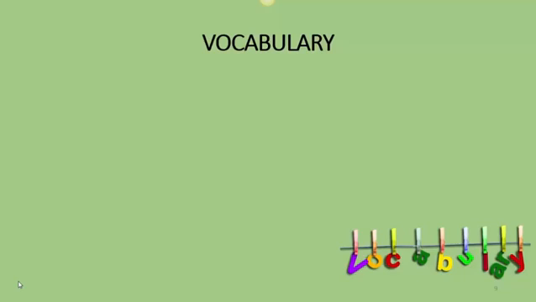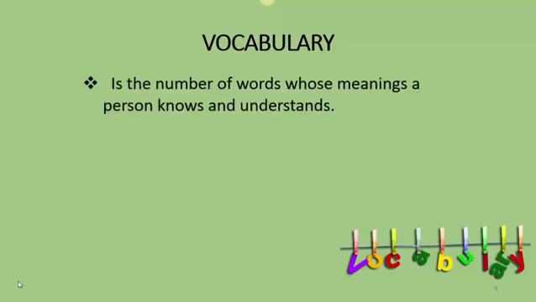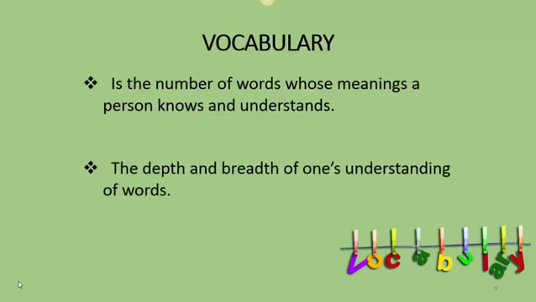Now we're moving on to vocabulary. Vocabulary is the number of words whose meaning a person knows and is able to understand. The second quality of vocabulary is the depth and breadth of one's understanding of words. So an example of this is that our words, as we know, have multiple meanings. If you were teaching the word resort, as in the last resort, someone who's turned to for relief, or whether it's a vacation resort.